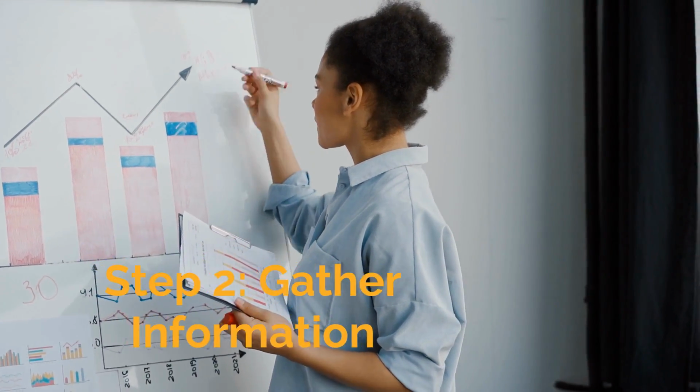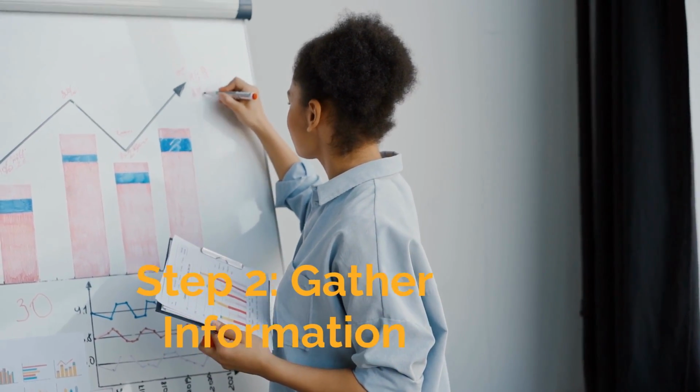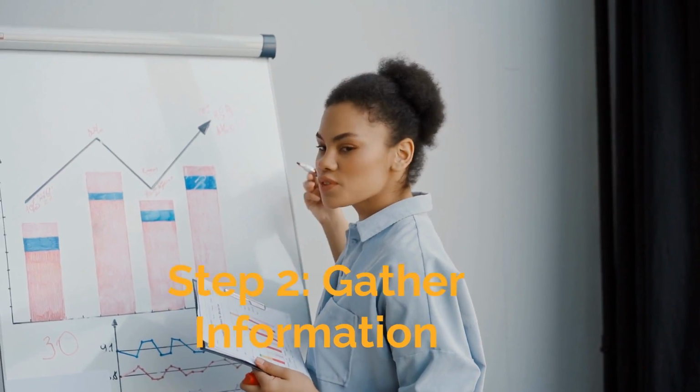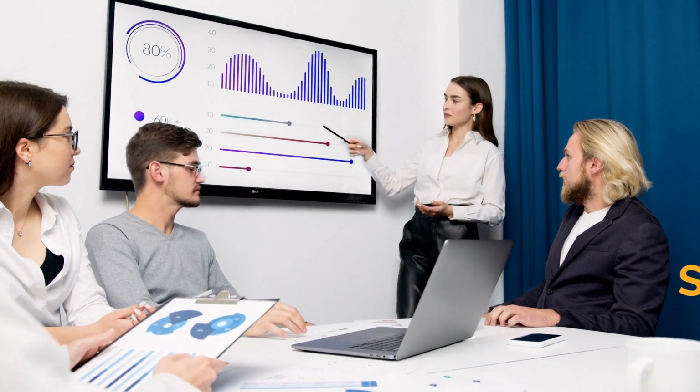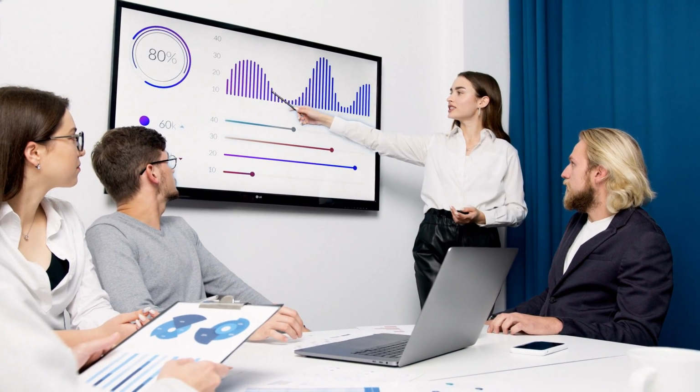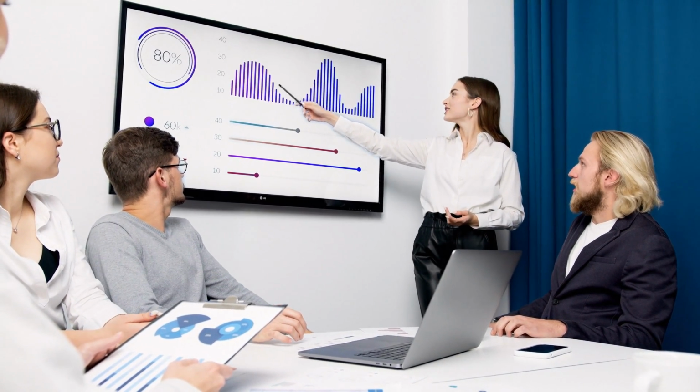Step 2. Gather information. Collect all the necessary information about the process. This includes talking to stakeholders, observing the process in action, and reviewing any existing documentation.